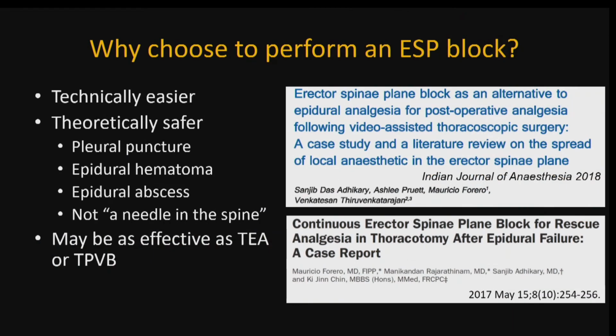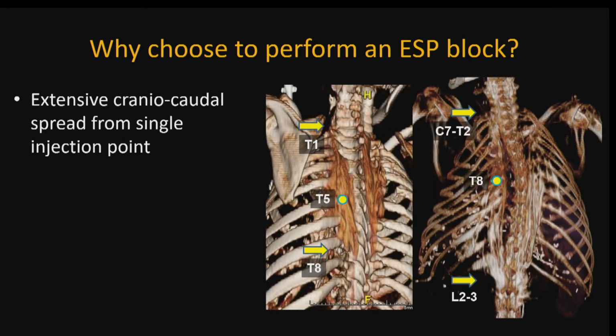And the early evidence, which I must say is mostly from case series and case reports, nevertheless appears to be as effective as thoracic epidural analgesia or even thoracic paravertebral blockade. There are unique advantages, though, that it does have over these blocks, apart from the safety aspect. Certainly, we see extensive craniocaudal spread from a single injection point, usually spanning at least 4 or 5 dermatomes.